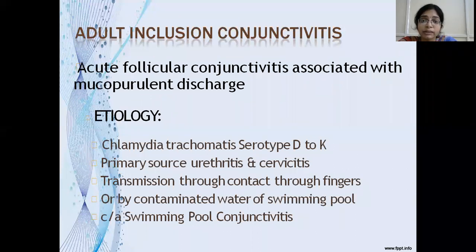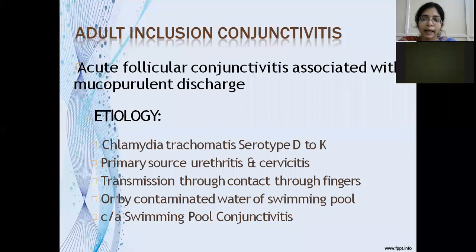It is associated with a follicular conjunctivitis with mucopurulent discharge. Now, chlamydia trachomatis serotypes D to K. Please remember when we did hyperendemic trachoma, it is from serotypes A to C. This is from serotypes D to K. So serotypes D to K, if you remember, was not eye to eye transmission. It was from genitals to the eye transmission. So the primary source of infection is urethritis and cervicitis, and the mode is contact with fingers, or also please remember it is known as swimming pool conjunctivitis.